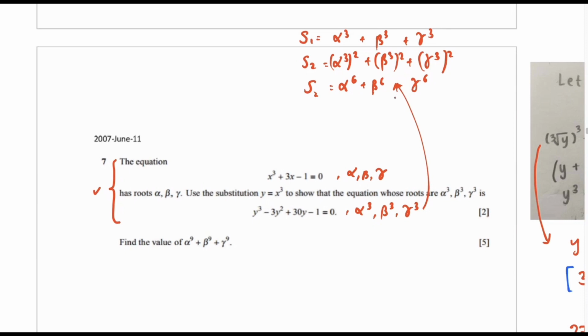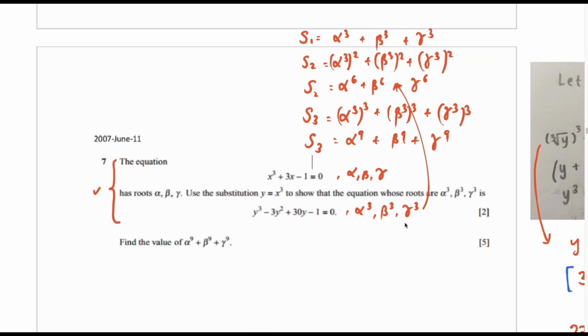So if I talk about S3, it is alpha cubed to the power of 3, beta cubed to the power of 3, and gamma cubed to the power of 3, which is already alpha to the 9, beta to the 9, and gamma to the 9. That is S3. So the thing is like that. Okay, so this is the second thing that we need to know. After substitution, the S changed to this situation. It is according to its roots. You can form the S1, S2, S3 according to the new roots.